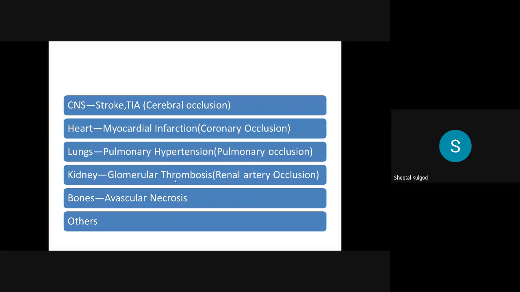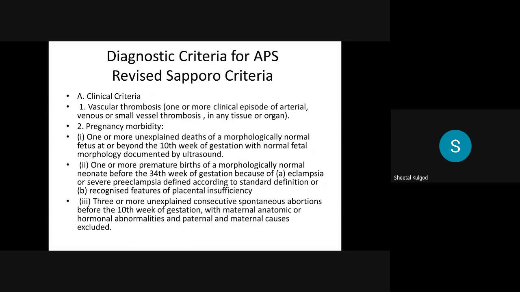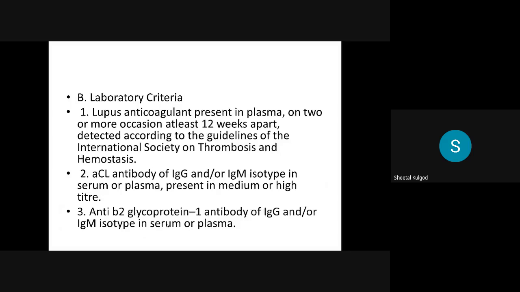Then there are certain criteria for the diagnosis. One is vascular thrombosis, and then pregnancy morbidity in the form of either unexplained deaths, premature births, or even recurrent miscarriages are important diagnostic criteria. And as we discussed, laboratory criteria for the diagnosis is the presence of lupus anticoagulants, as well as anti-cardiolipin antibodies, IgG or IgM isotype, and anti-beta-2 glycoprotein 1 antibodies.